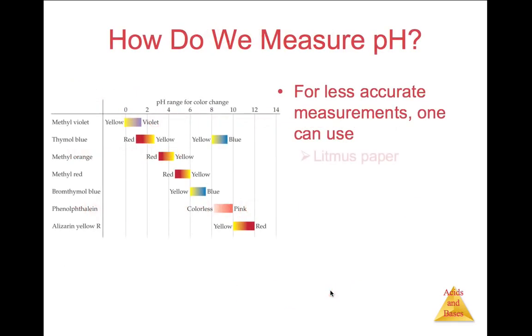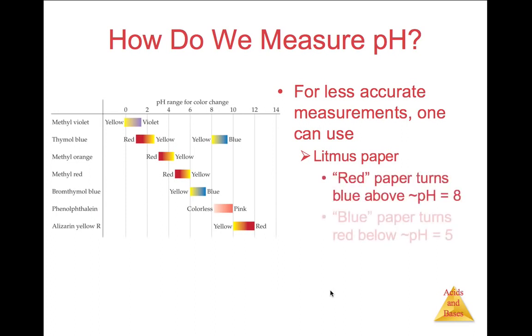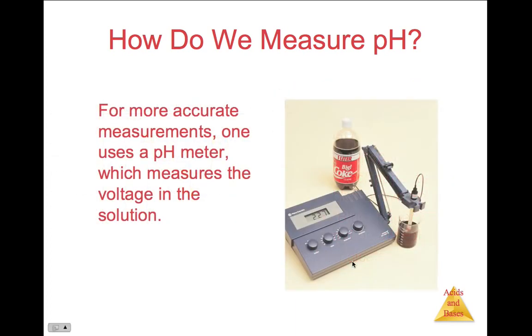So how do we measure pH? For less accurate measurements, we use litmus paper, or we use different indicators: methyl violet, thymol blue, methyl red, phenolphthalein, etc. For more accurate measurements, we can use a pH meter, and we'll use these in a number of labs.